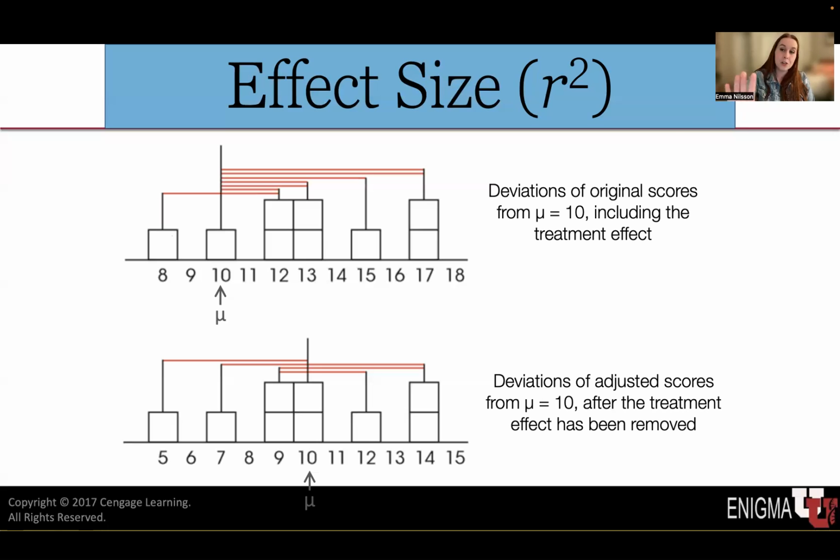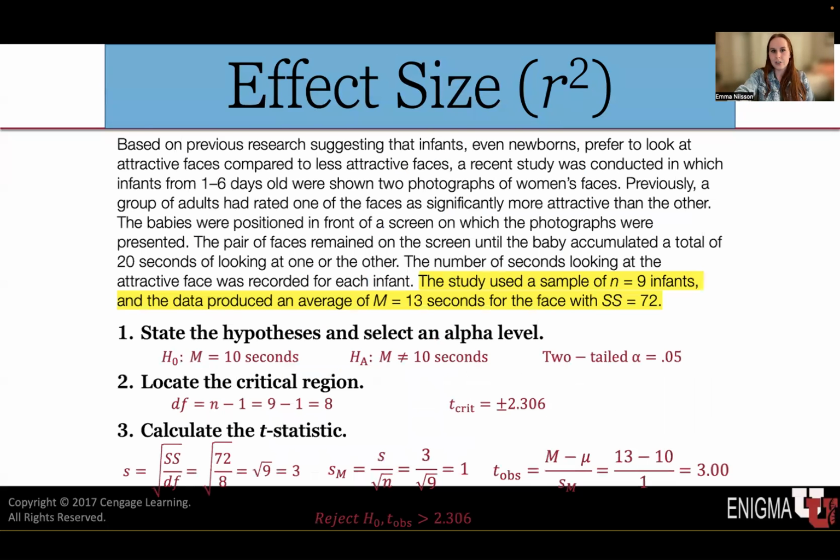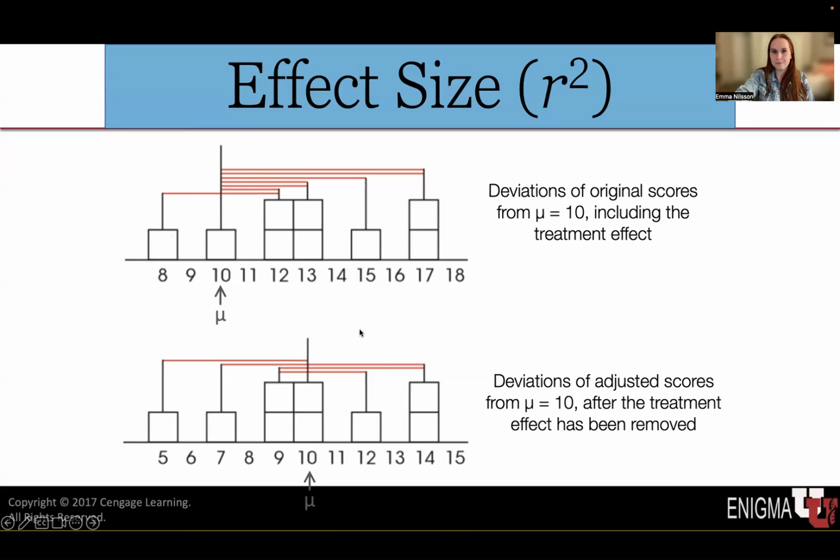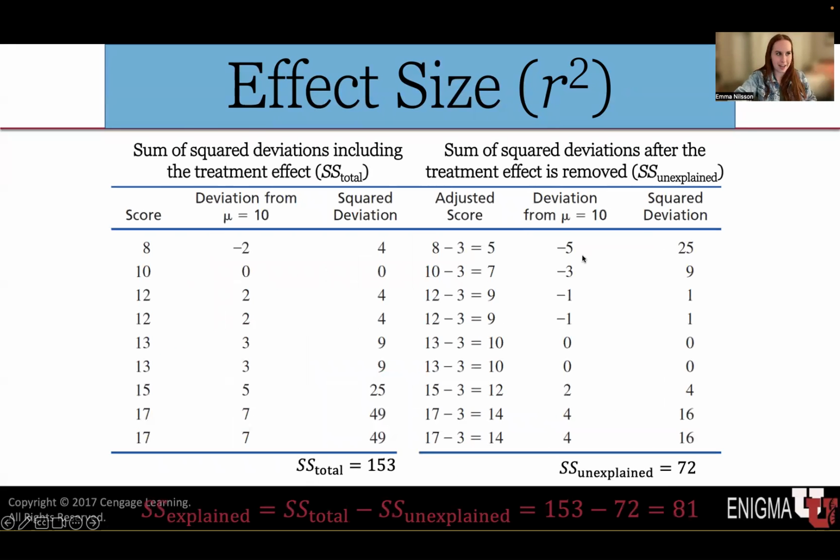But this is just a visual representation so we can understand what's going on. How are we going to get the numerical values that we need to plug into our formula here? This is how we're going to do that. To measure how much the variability is reduced when the treatment effect is removed, we're going to compute the sum of squared deviations for each set of scores. In this left-hand table, we are seeing calculations for the original scores. And in this right-hand table, we're seeing calculations for the scores after the treatment effect is removed.